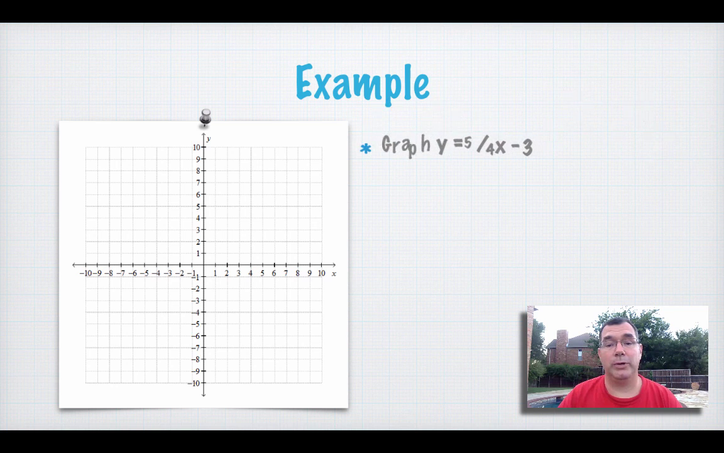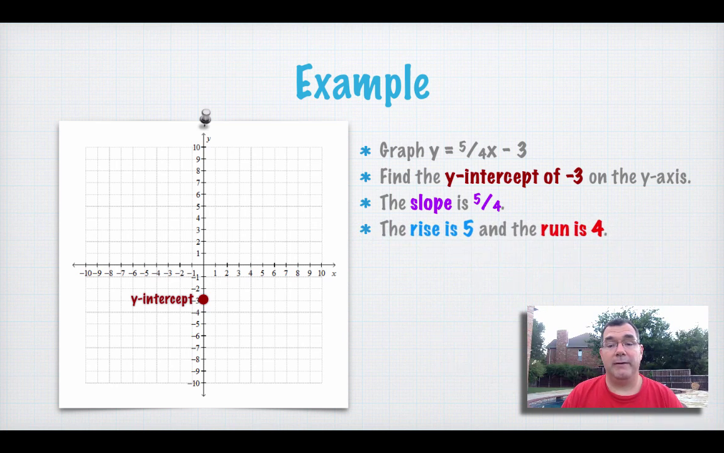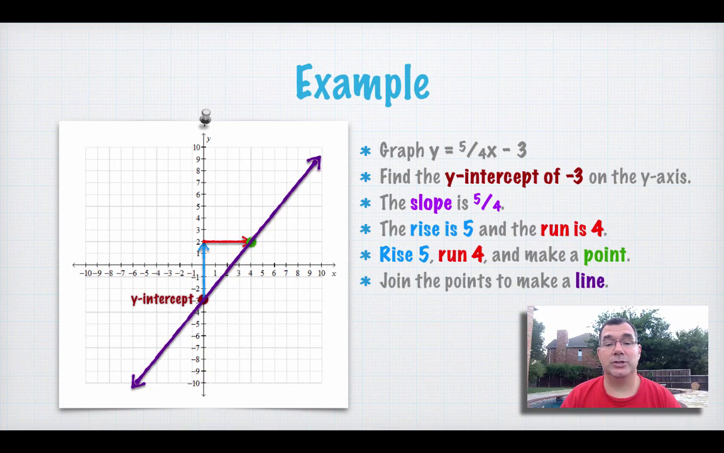Here's an example of what I would do if I were to graph y equals 5/4 x minus 3. I'm going to look at that minus 3 that's at the end, and that's my y-intercept. So I find negative 3 on the y-axis and I put a dot there. Then I look at the slope. The slope is 5/4, which means the rise is 5 and the run is 4. So from that y-intercept, I'm going to rise 5, go up 5, and I'm going to run 4, go to the right 4, and I'm going to make a point. So now I have 2 points, the y-intercept, and I have that other green point. So I know exactly where my line is, and I just go ahead and draw it.